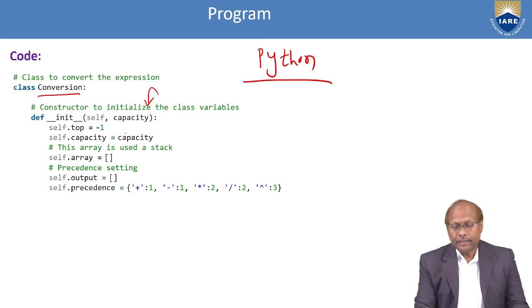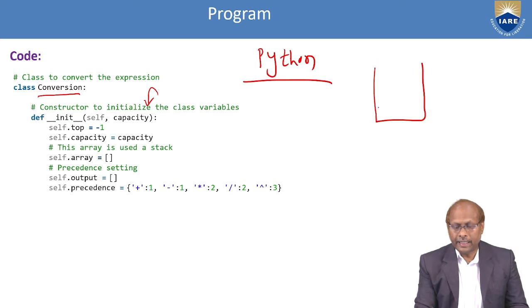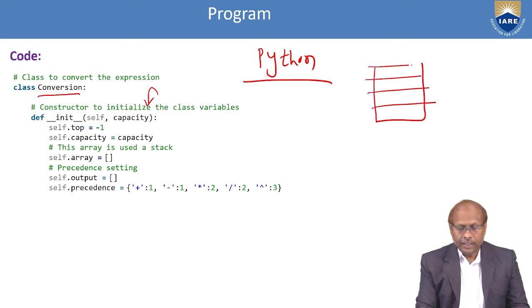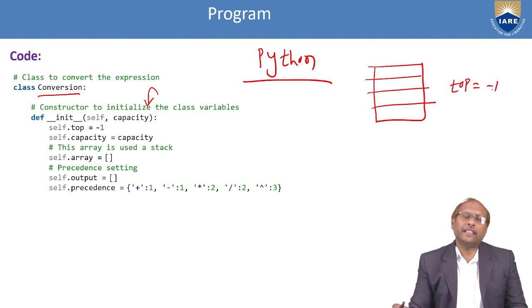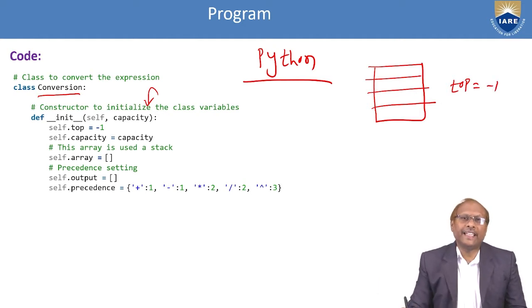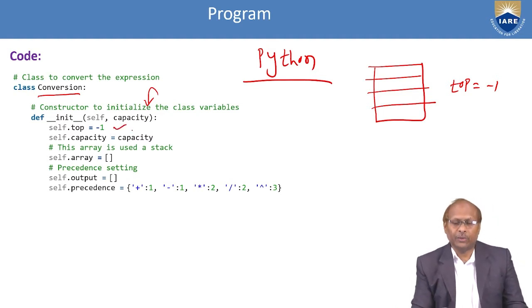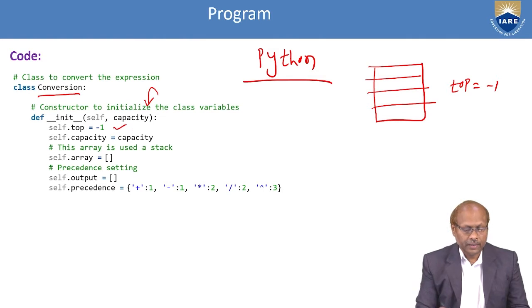Initially, because in the stack there is a special indicator called top. Initially, the top will be -1. The top indicates where exactly you have to do either a push or pop operation. That is the indicator. So initially top is -1, which says that you have still not started.